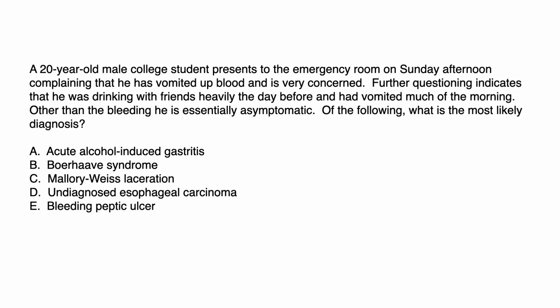Okay, so first question, pause, then we'll go through it. A 20-year-old male college student presents to the emergency room on Sunday afternoon, complaining that he has vomited up blood and is very concerned. Further questioning indicates that he was drinking heavily with friends the day before and had vomited much of the morning. Other than the bleeding, he is essentially asymptomatic. Which of the following is the most likely diagnosis?